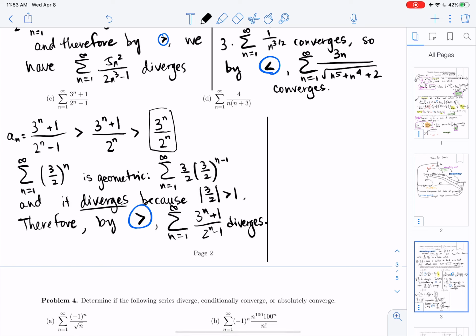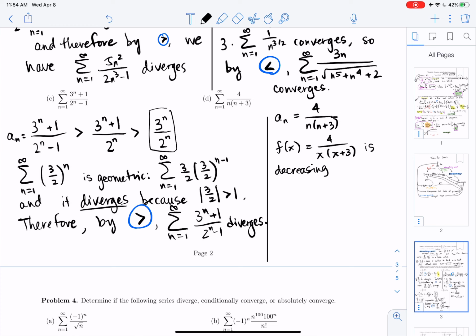Okay, so remember that your sequence terms need to have an affiliated function. What would our affiliated function look like? It would look like 4 over x times x plus 3. And that affiliated function needs to be decreasing on the interval 1 to infinity. And it is, okay? So this is decreasing on the interval 1 to infinity. And it's positive. All of its values are bigger than 0 on that same interval. So that means we can use the integral test.